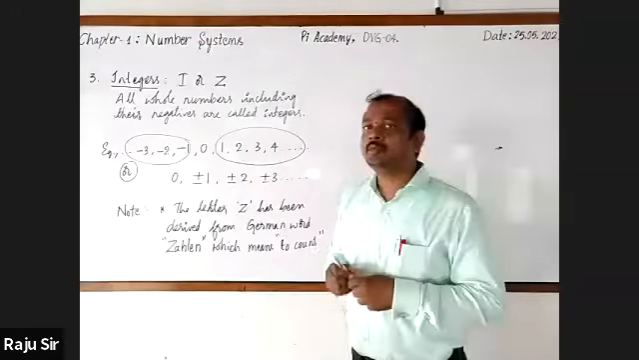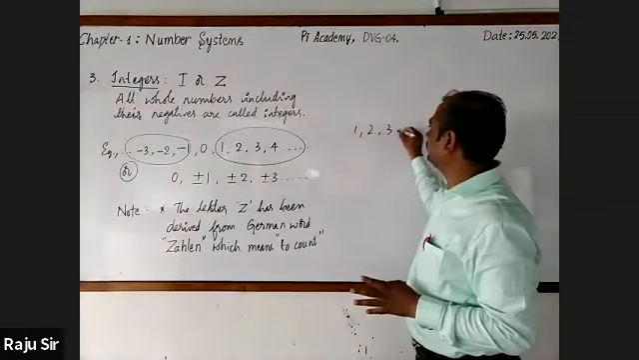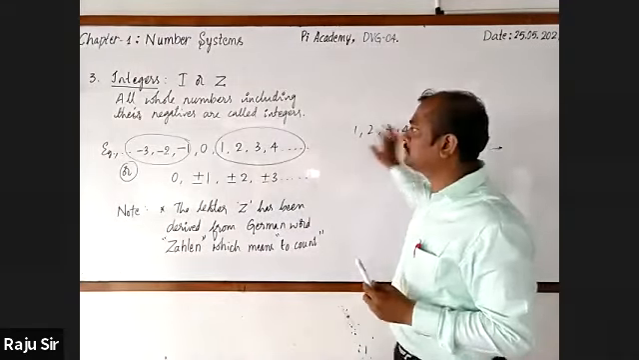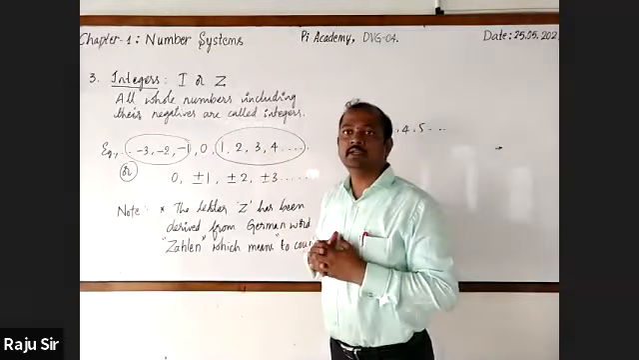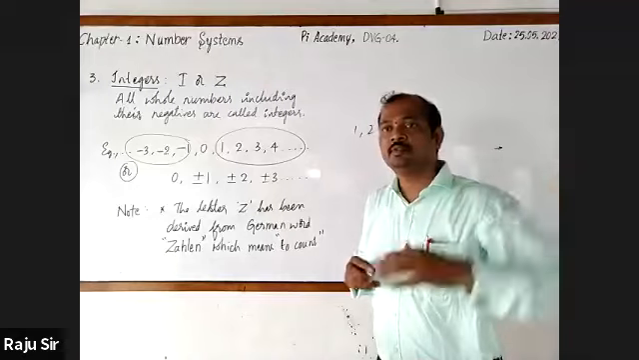Now I'm going to write only the numbers 1, 2, 3, 4, 5, and so on. What do you call these numbers with respect to integers? You said that positive integers. Other than that, can we use any other name?